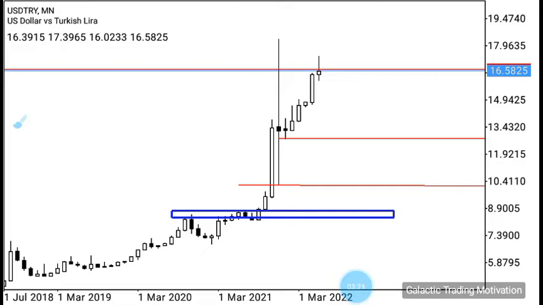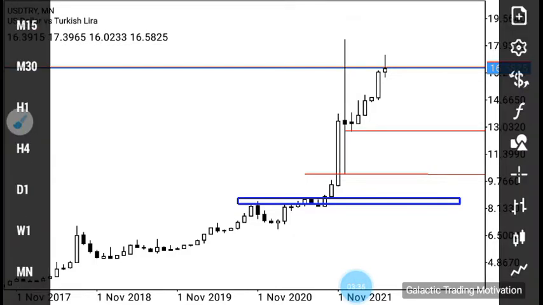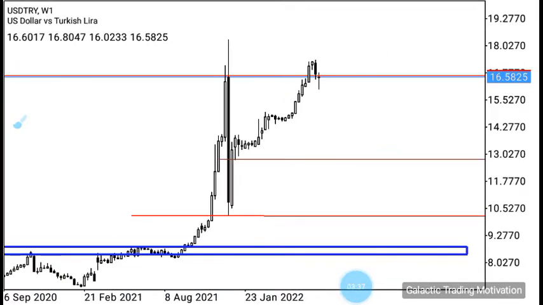So what else do we see on this chart that is interesting, significant, or important? At this point, I don't see anything further. So what I'm going to do is head down to the weekly chart. Let's see. So here we are on the weekly chart.